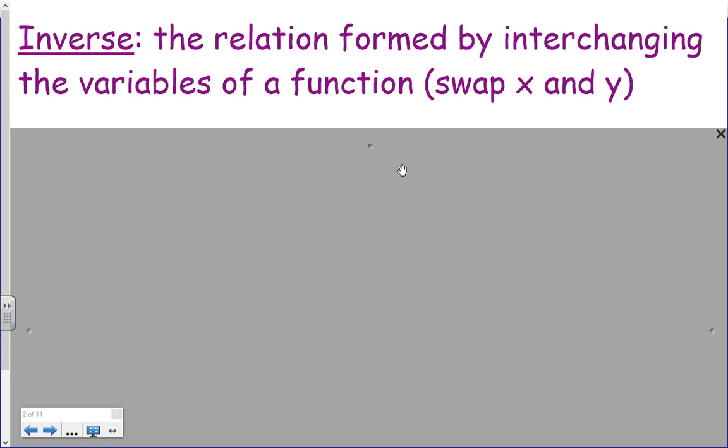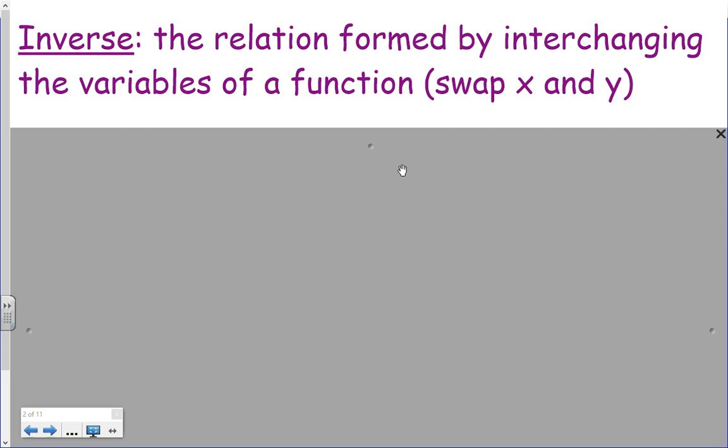All right, a couple of terms to define here for us. An inverse is the relation formed by interchanging the variables of a function. That is, you swap the x's and y's. And usually when we swap the x's and y's, we then continue by taking that equation and solving it for y. Although technically you don't have to do that to have found the inverse. Once you swap the x's and y's, that's the equation that represents the inverse.